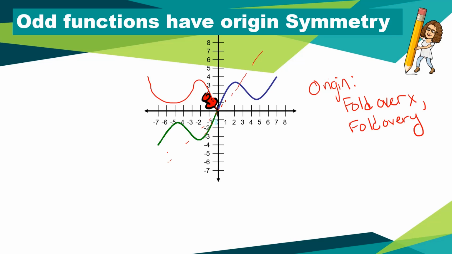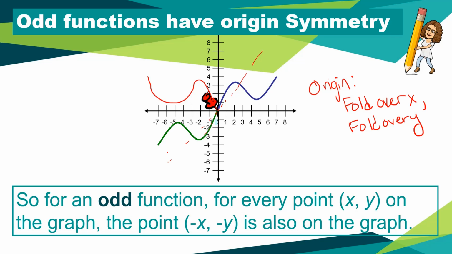The mathematical way to say this, however, is for an odd function, if we have (x, y), we also have (-x, -y), which makes sense when we're looking at it, right? Because if I'm folding over the x and folding over the y, you are actually changing both the x and the y signs. You're going to get negative for both of your coordinates.